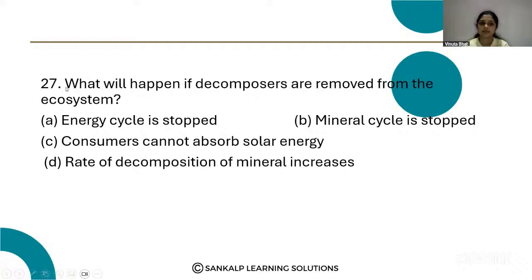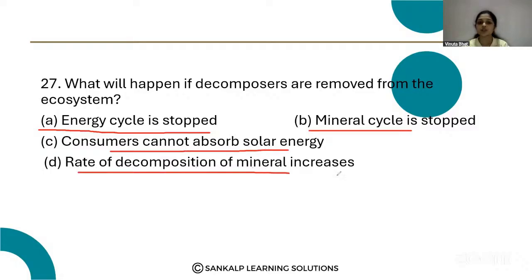Question number 27. What will happen if decomposers are removed from the ecosystem? When the decomposers are removed from the ecosystem: option A energy cycle is stopped, option B mineral cycle is stopped, option C consumers cannot absorb the solar energy, option D rate of decomposition of minerals increases.